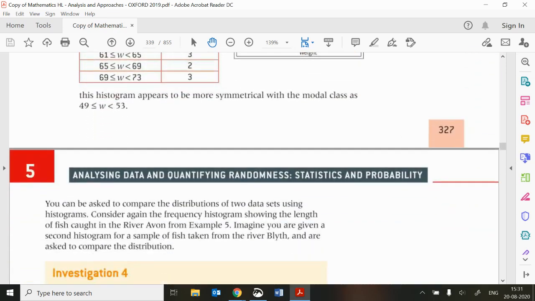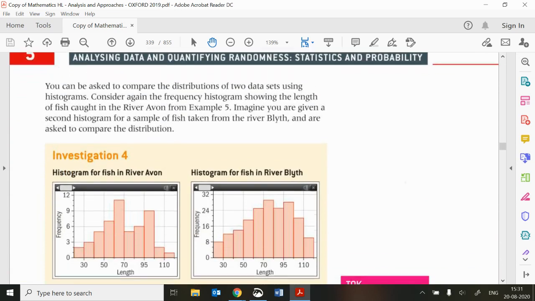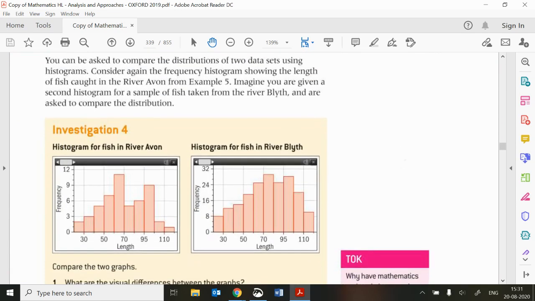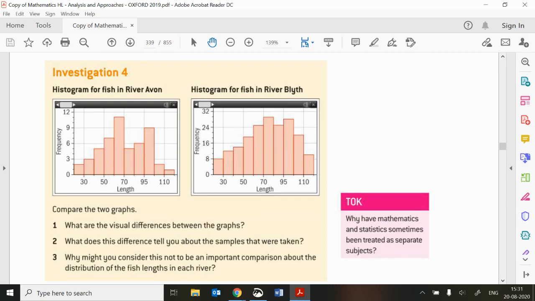Okay, so there you go. Now let's talk about comparing a couple of distributions here, and you can compare these two here.